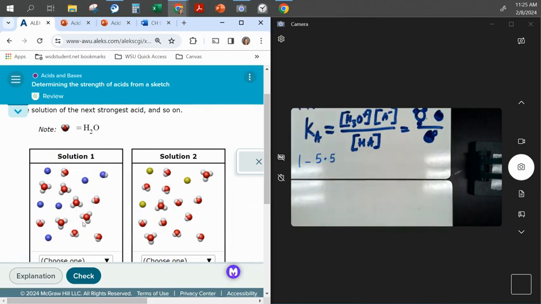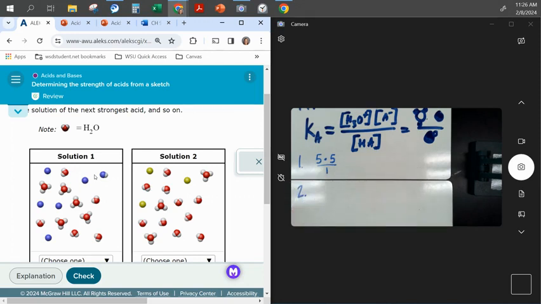They should be the same. Conjugate base: 1, 2, 3, 4, 5. So the ones without the hydrogen are the conjugate base. So that's 5. The original acid: there is one original acid, the one with the hydrogen connected. So that's a 1.